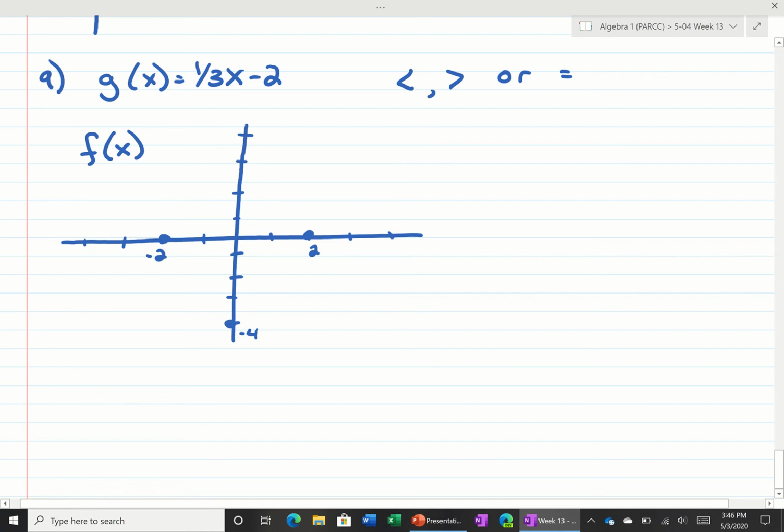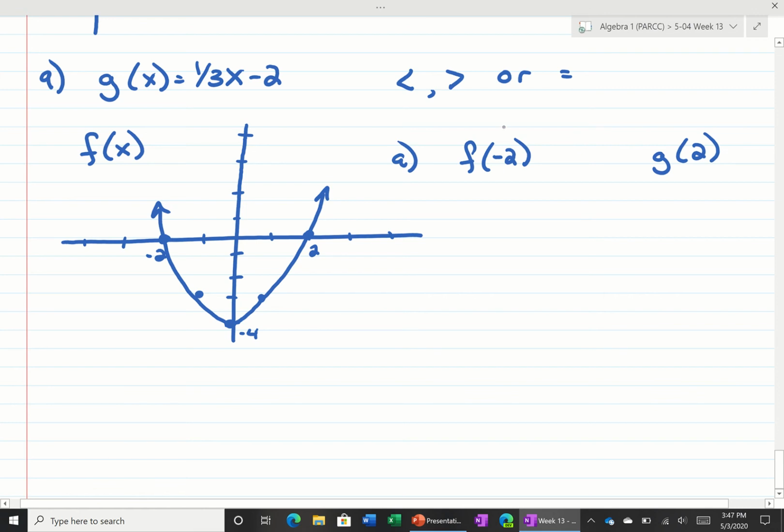Let me just get a better view here. Alright. So this is what the graph of f of x looks like. So for the first question, part A is asking us to compare what's f of -2 compared with g of 2. Now to figure out f of -2, we're going to look at the graph.